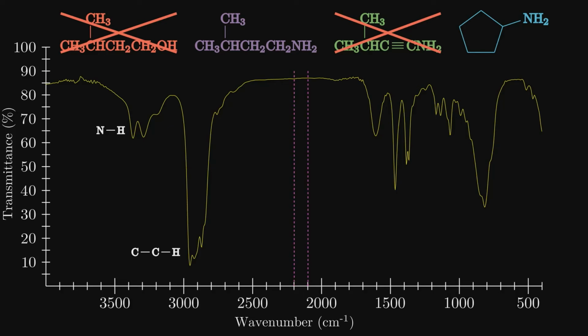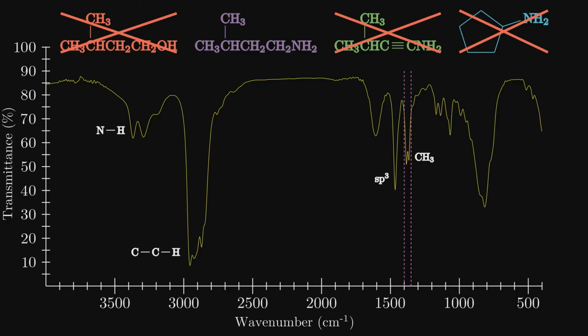The peaks around 1400 are confirmation of the sp3 carbons and CH3 structures. Since there is a CH3 on the molecule, that means it cannot be option D. Therefore, the identity of the molecule is option B, 3-methylbutan-1-amine.